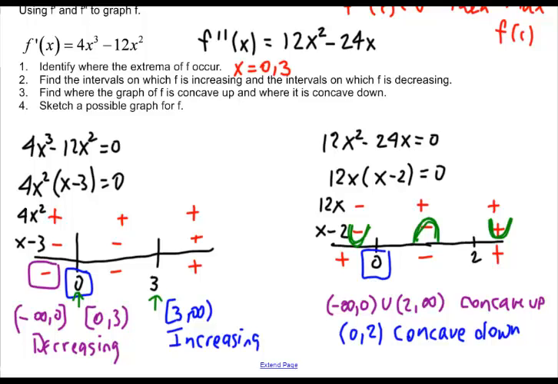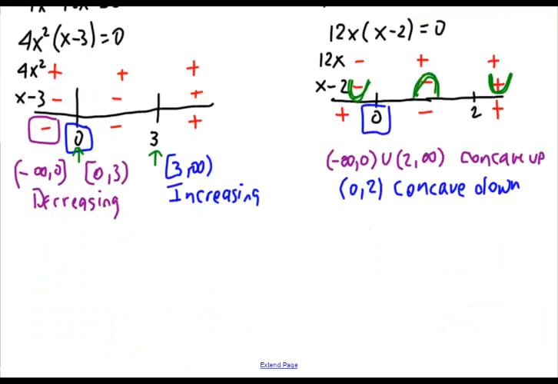And then it says to sketch a possible graph. And so, again, sketching that possible graph, we want to use what we've got in our tables that we've learned here. So where have I got a maximum? Let's see, I'm decreasing here, and increasing here. So I've got a minimum at 3. So over here at 3, I've got a minimum value.